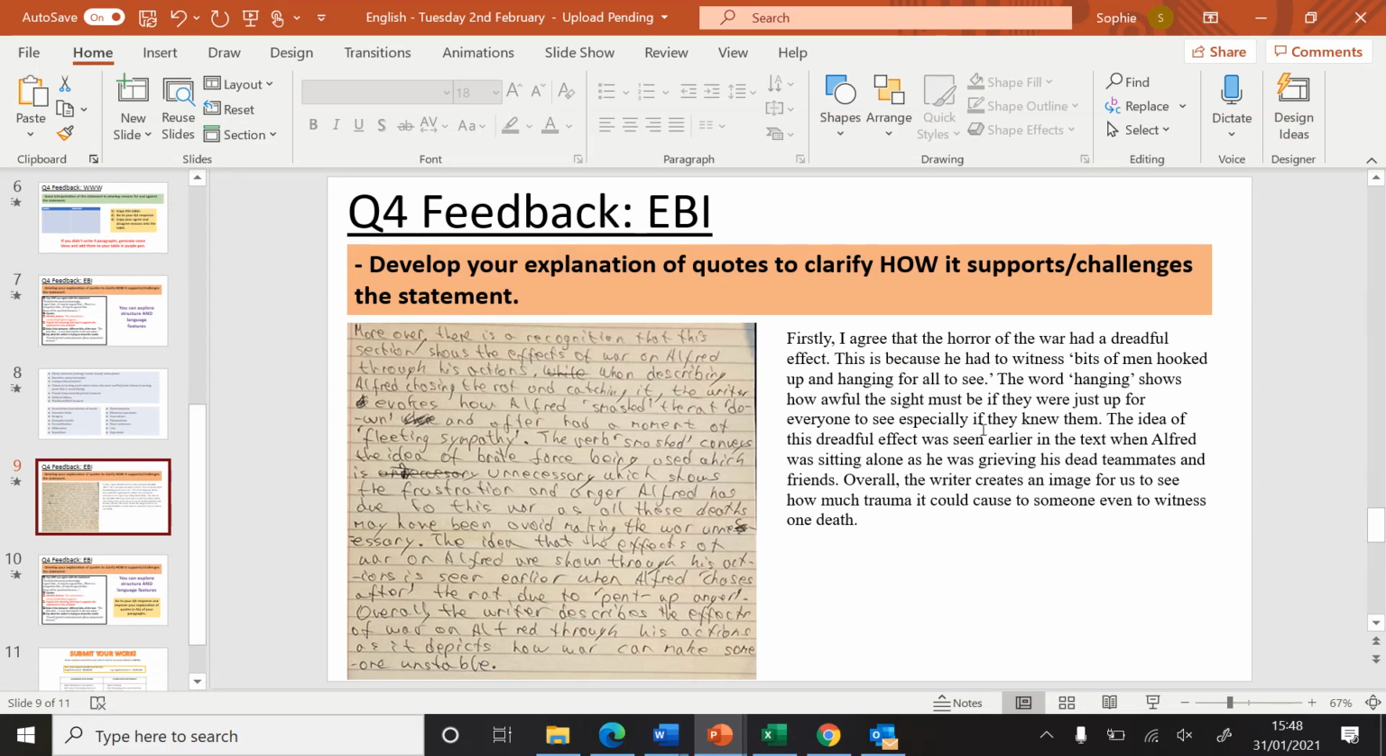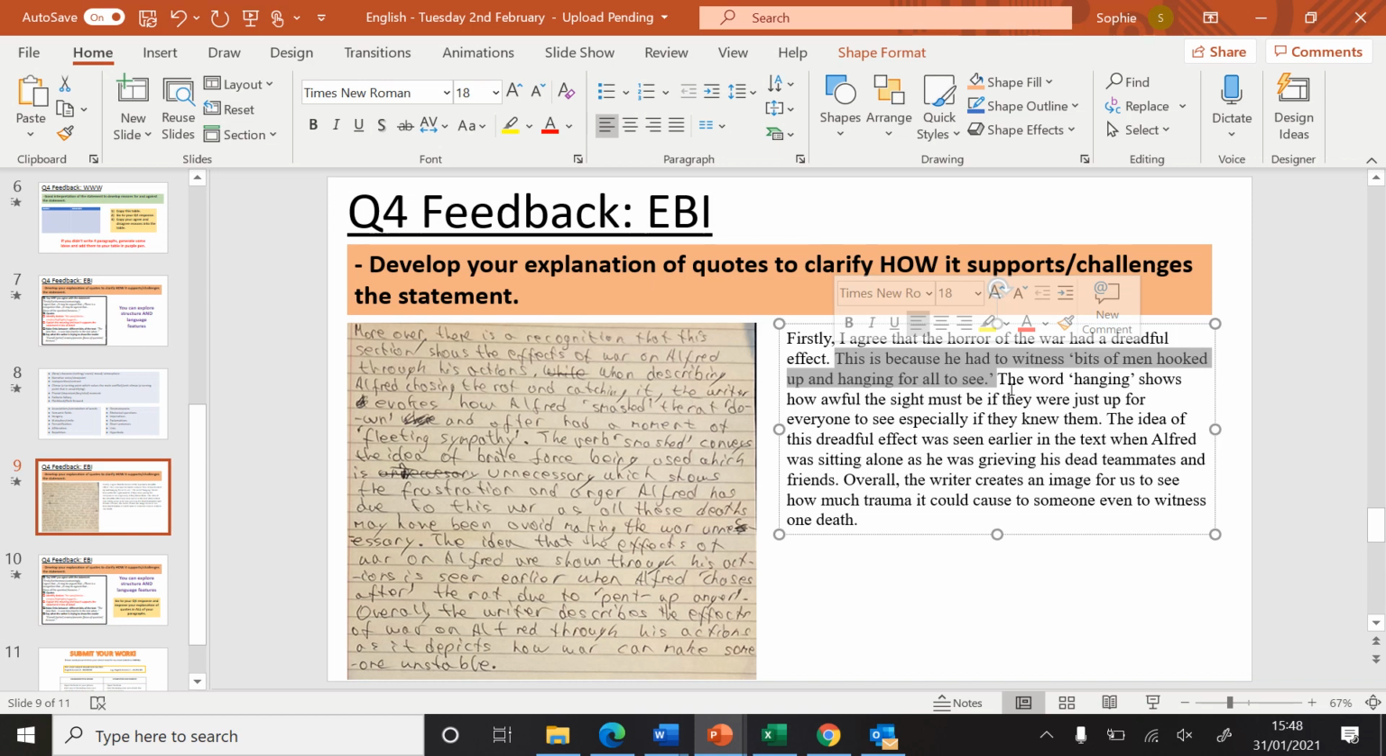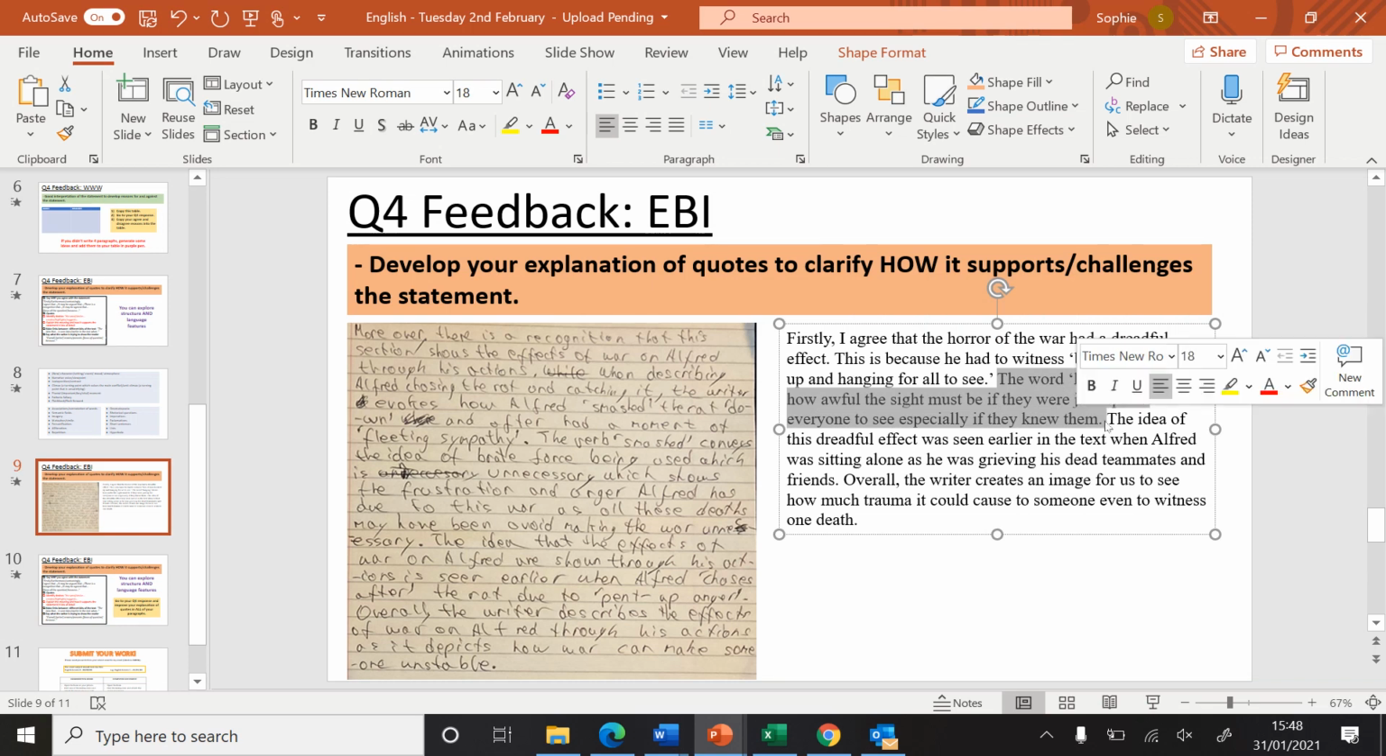So, firstly, I agree that the horror of the war had a dreadful effect. This is because he had to witness bits of men hooked up and hanging for all to see. I'm not going to change any of the phrasing, even though this quotation isn't embedded how I would like it to be. I'm not sure why it starts with this is because. I've never taught you how to do that, so you need to make sure that you correct that. But the focus of this EBI is to develop the explanation of the quote. So this is my explanation of the quote.